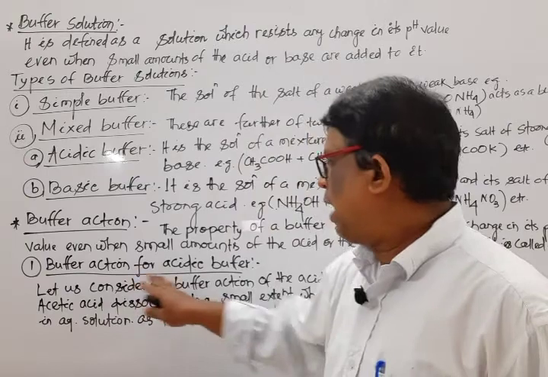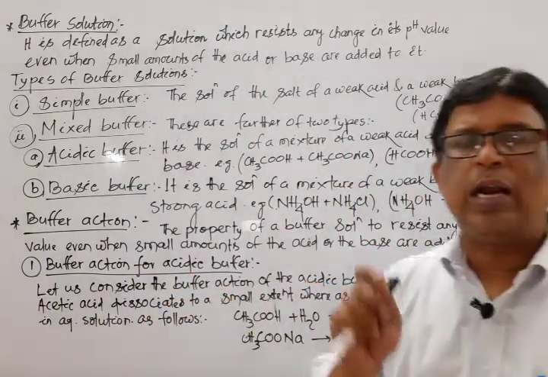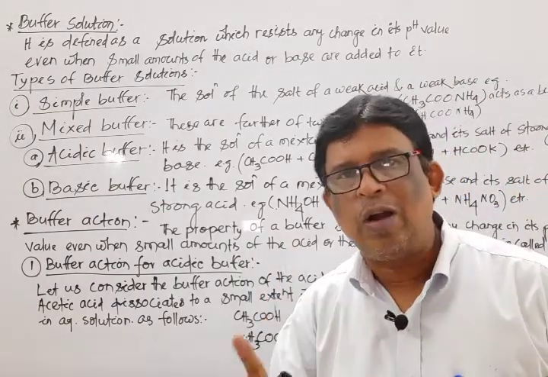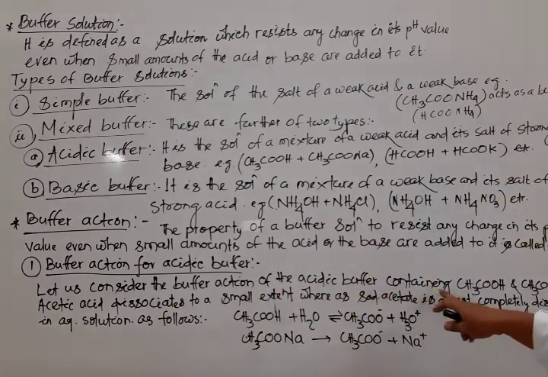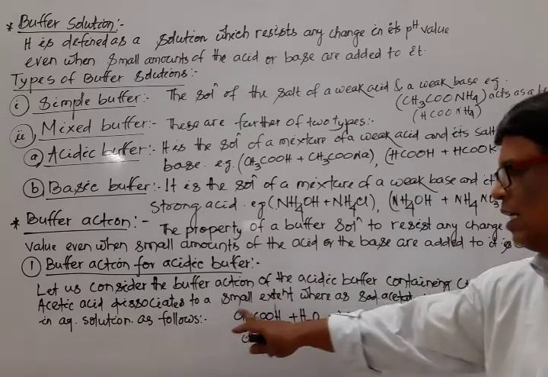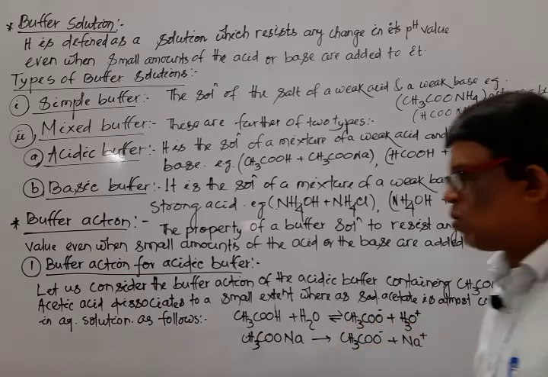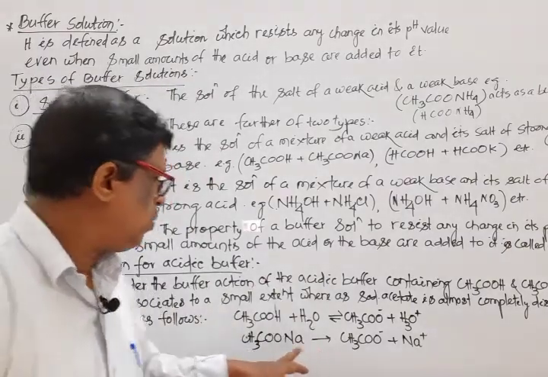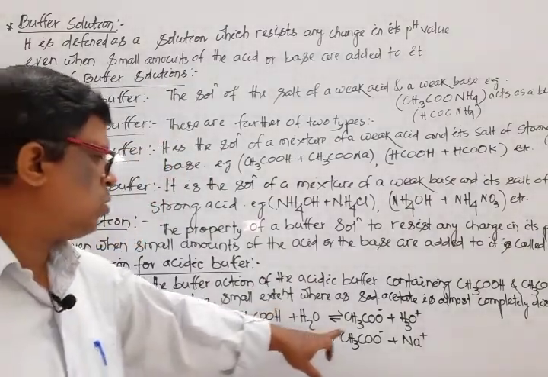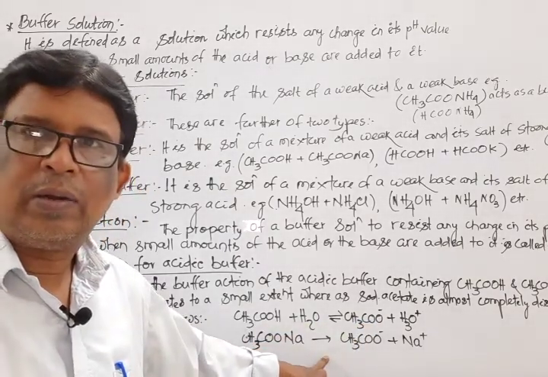First one, buffer action for acidic buffer. We know the acidic buffer is an equimolar mixture of a weak acid and its salt of a strong base. Let us consider the buffer action of an acidic buffer containing an equimolar mixture of acetic acid and sodium acetate. Acetic acid dissociates to a small extent as a weak electrolyte, while sodium acetate dissociates completely in aqueous solution as a strong electrolyte. Mark that equation. Acetic acid in water dissociates feebly, while sodium acetate dissociates completely in water.